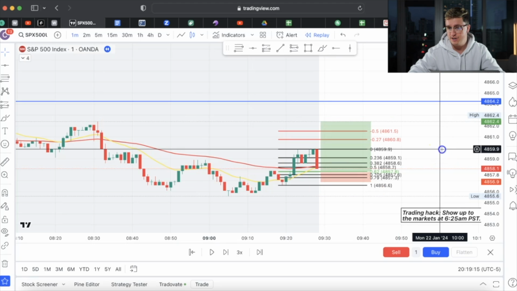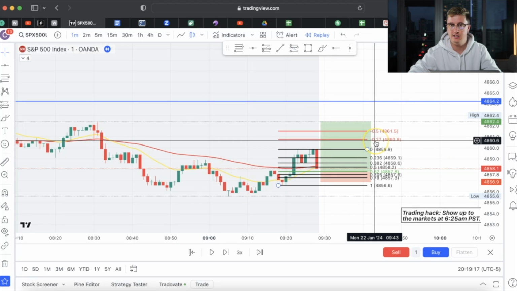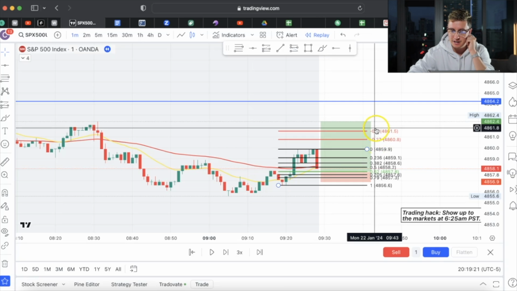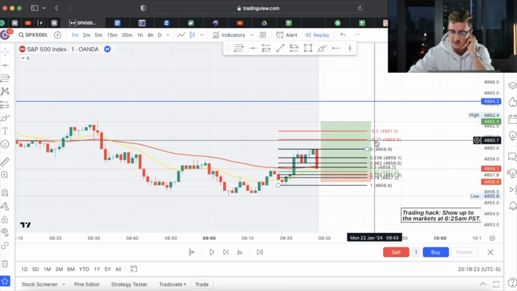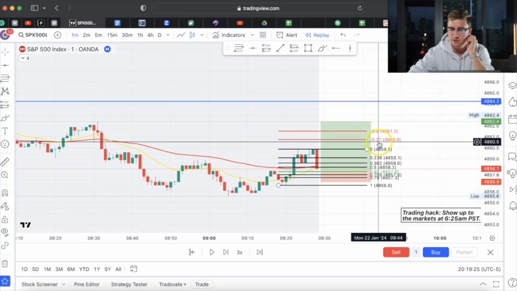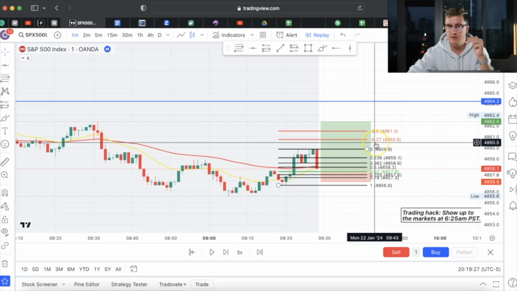Now, usually what you can do is I have these in red to basically say the end of the trade. But what I have is my 0.50 and my 0.27 levels. This negative 0.27 is going to be a great level to exit trade. So you can use this as your take profit.